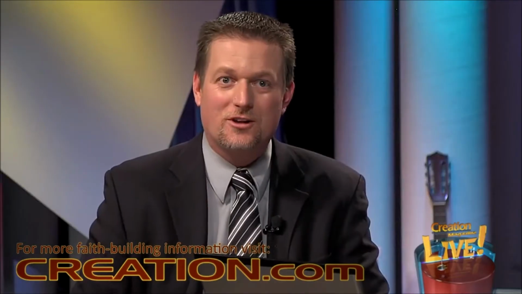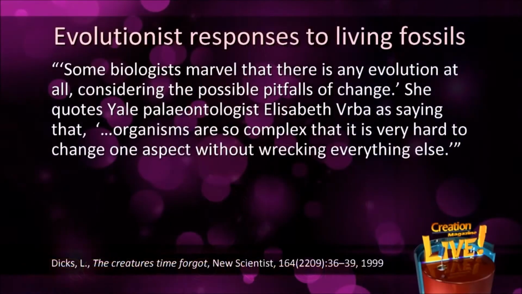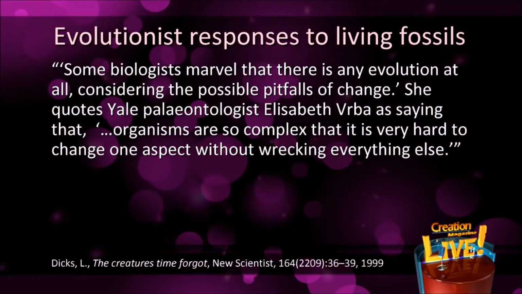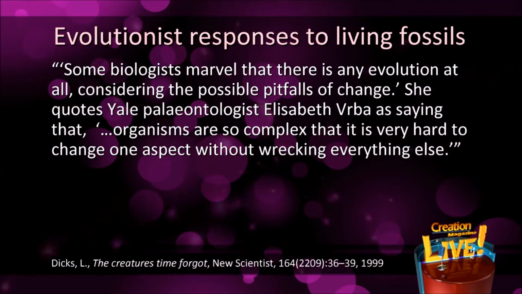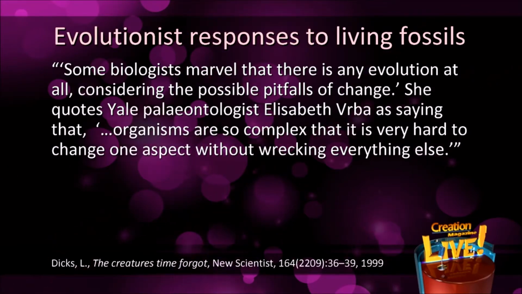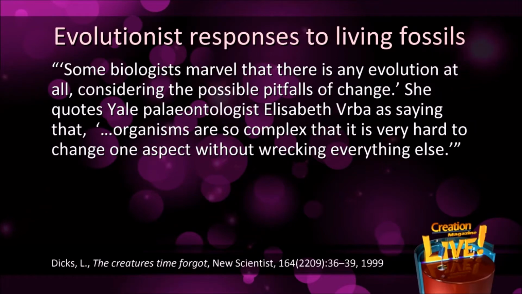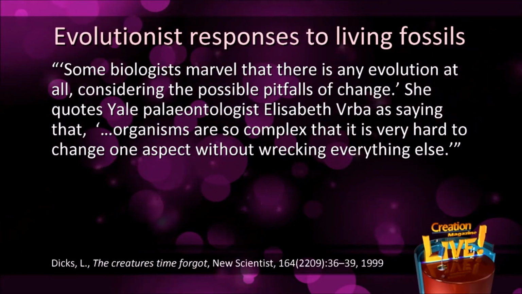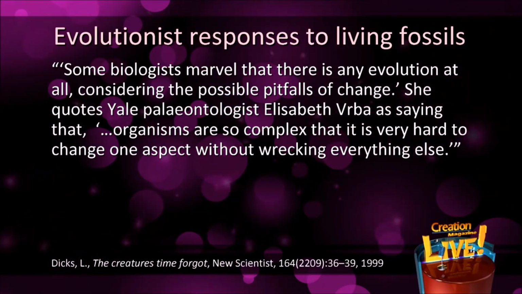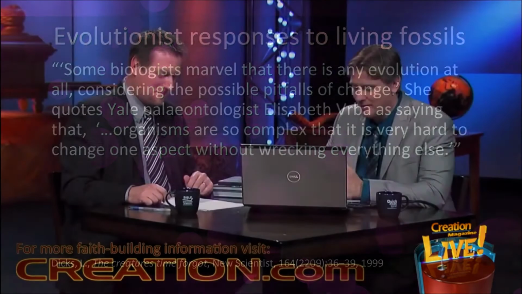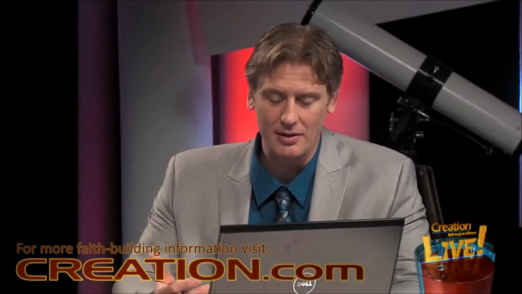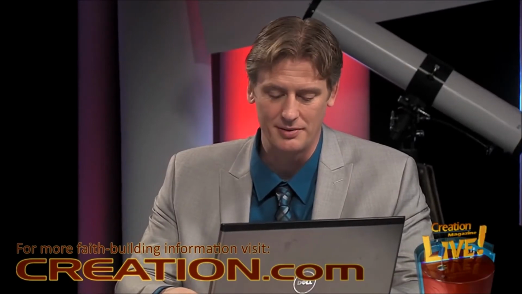The article's zoologist says this: some biologists marvel that there is any evolution at all, considering the possible pitfalls of change. She quotes the Yale paleontologist Elizabeth Vrba saying that, quote, organisms are so complex that it is hard to change one aspect without wrecking everything else. Well, they're recognizing that point anyway. Yeah. They really don't have a good answer. No, basically, they don't. The New Scientist article leaves the problem unresolved.